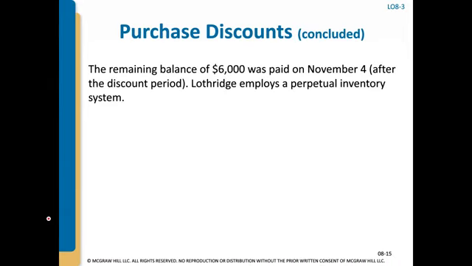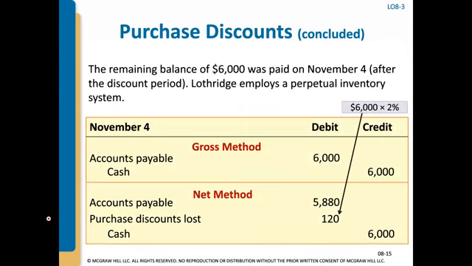Now, what happens beyond the 10-day mark, but within the 30-day, when I pay the rest of the balance of $6,000? Under the gross method, that's fine. My accounts payable is $6,000 because I had credited 20,000 and then debited 14,000, so I had 6K left. So I'm just going to debit the other 6K to zero it out and credit cash.